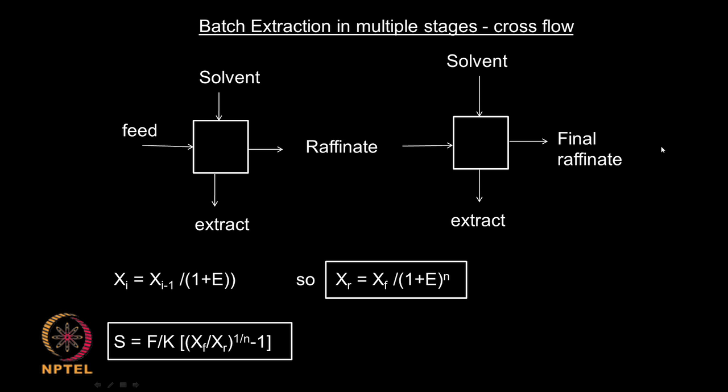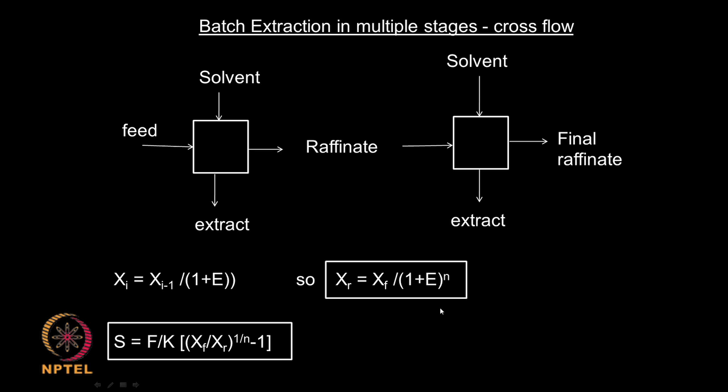You may have many feeds, many stages, and you may be adding solvents at many stages. So, the final XR, that is the final concentration of the solute in the raffinate, will be equal to XF, that is in the feed, divided by 1 plus E raised to the power n. N is the number of stages. Now, this is called a cross flow system because your feed is going in this direction, and solvent is added vertically, that is why it is called a cross flow. So, when n is equal to 1, you will get XF divided by 1 plus E.